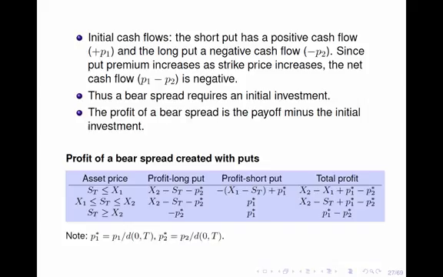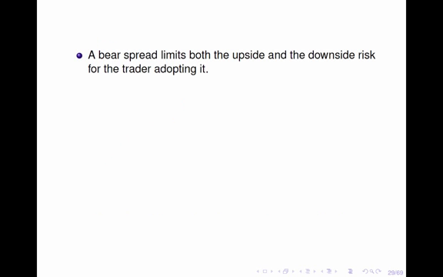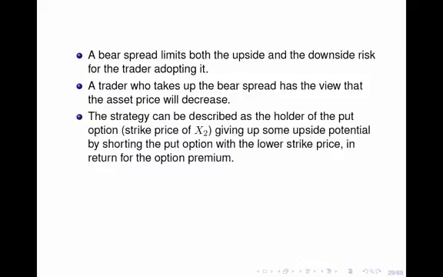Similarly, by taking into consideration the initial investment, we obtain the following final profit table of the bear spread created with puts. And this is the corresponding profit diagram. From the diagram, we can see that a bear spread limits both the upside and the downside risk for the trader adopting it. A trader who takes up the bear spread has the view that the asset price will decrease. The strategy can be described as the holder of the put option with strike price X2, giving up some upside potential by shorting the put option with the lower strike price in return for the option premium.